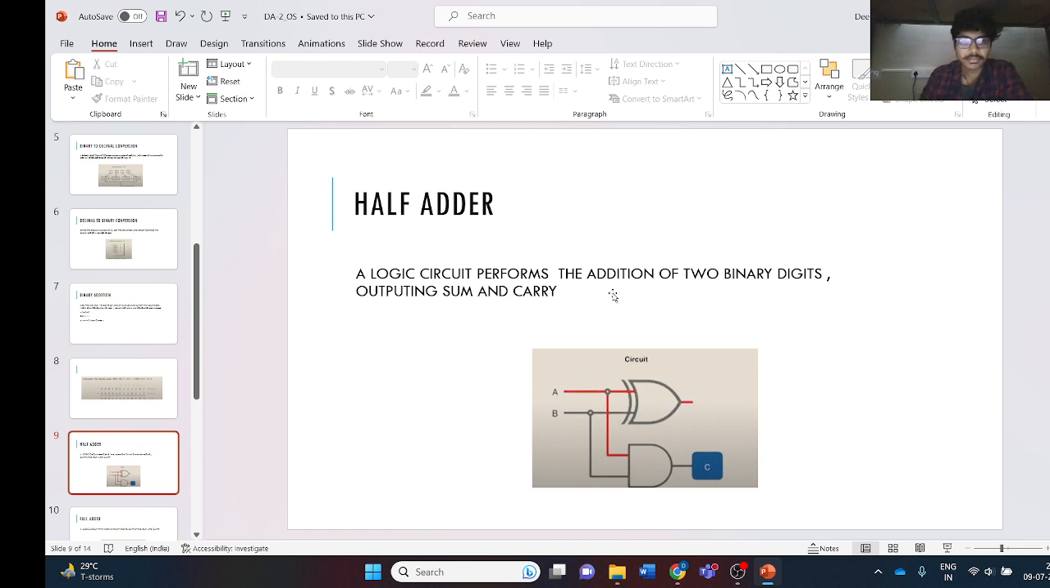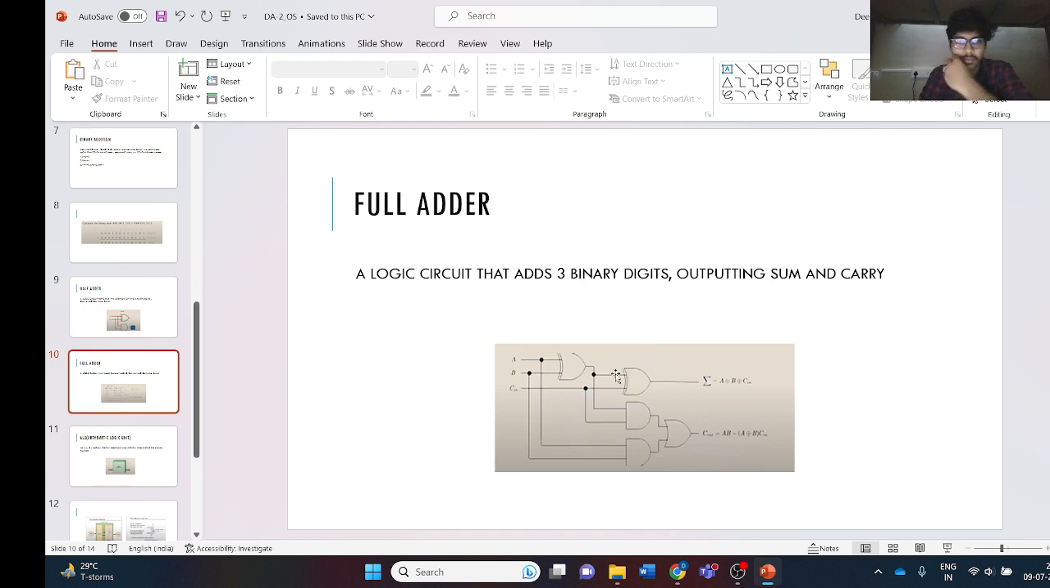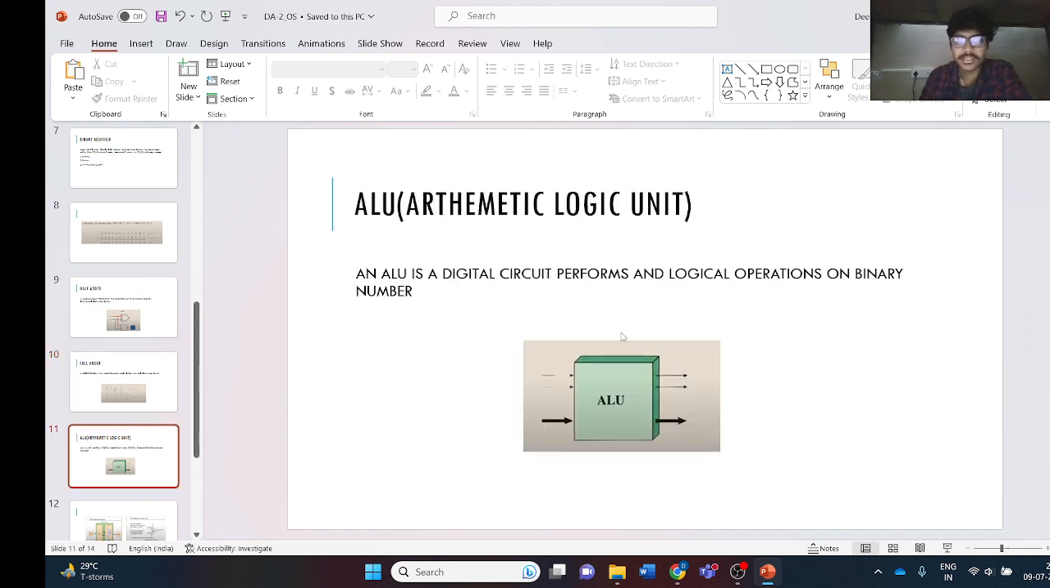So, half adder. A logical circuit that performs the addition of two binary digits, with outputs sum and carry. This is the half adder example diagram. And a full adder adds three binary digits, with outputs sum and carry. This is the example of a full adder. ALU. What is ALU? ALU is the arithmetic logic unit. An ALU is a digital circuit that performs arithmetic and logical operations on binary numbers.